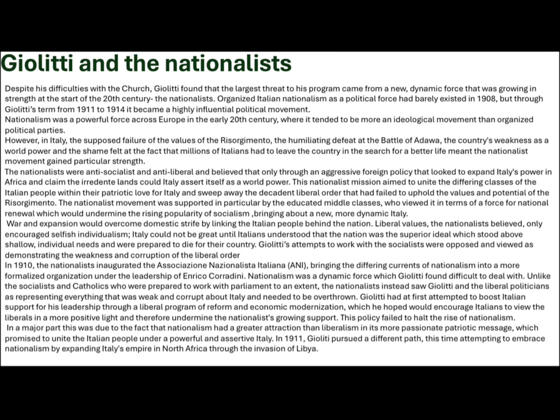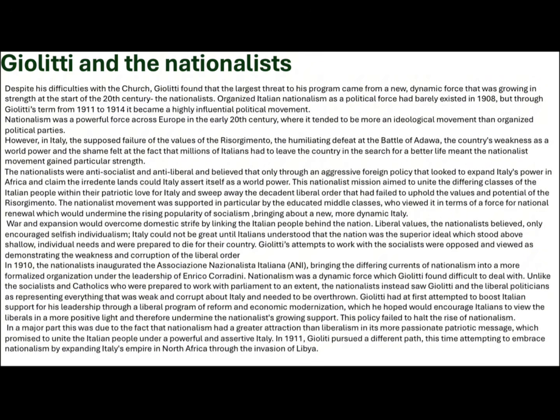Giolitti's attempts to work with the socialists were opposed and viewed as shallow and demonstrating the weakness and the corruption of the liberal order. In 1910, the Nationalists formed the ANI, bringing the different currents of nationalism into a more formalised organisation under the leadership of Corradini. Nationalism was a dynamic force which Giolitti found difficult. Unlike the socialists and Catholics, who were prepared to work with Parliament to an extent, the nationalists saw Giolitti and the liberal politicians as representing everything that was weak and corrupt about Italy and needed to be overthrown.